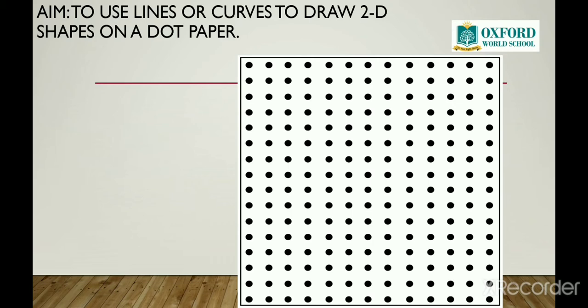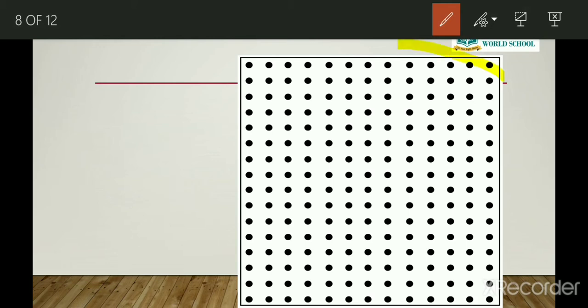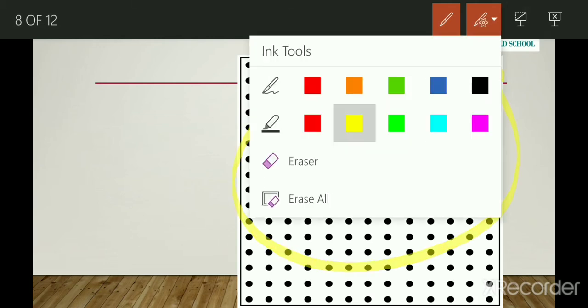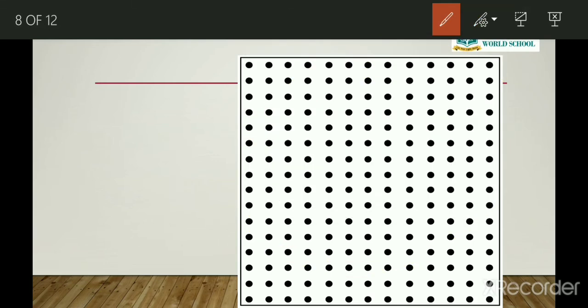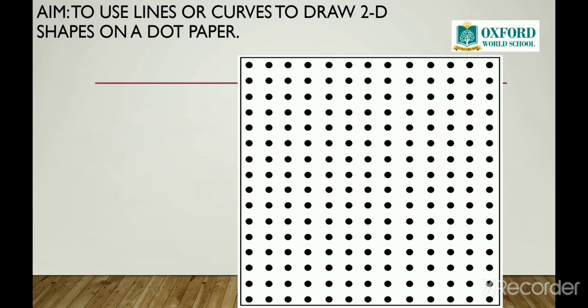Can you see these dots? Yes. Now the interesting thing is that using these dots we can draw any 2D shape. Any 2D shape like, we can draw any square, any rectangle, any triangle, right?